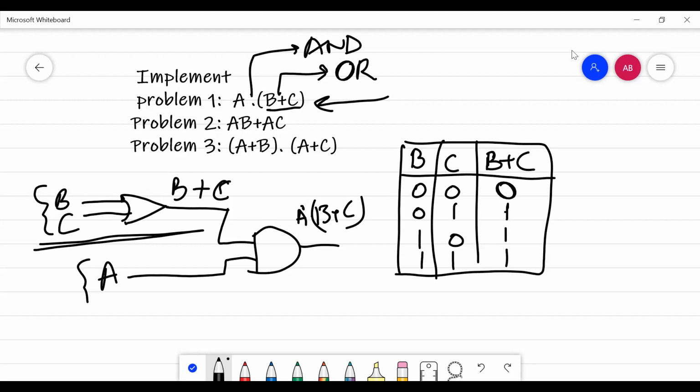Now we have to go for the values of our A. So we know that A can take only two values, 0 and 1. So we have to go for all the three values.